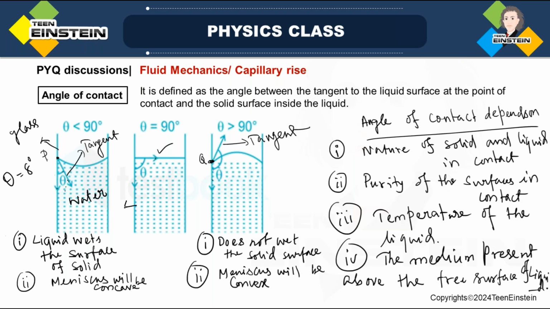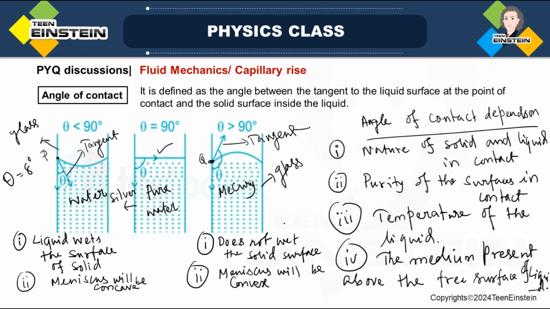If this solid is silver and the liquid is pure water, then we see this kind of thing. Okay, this curvature we see is plane. There will be no depression or no rise of the liquid at the point of contact. Okay, so silver and pure water combination. This is actually glass and this is mercury.